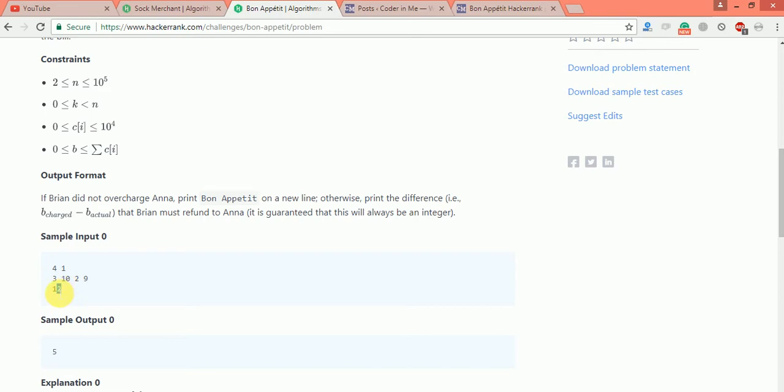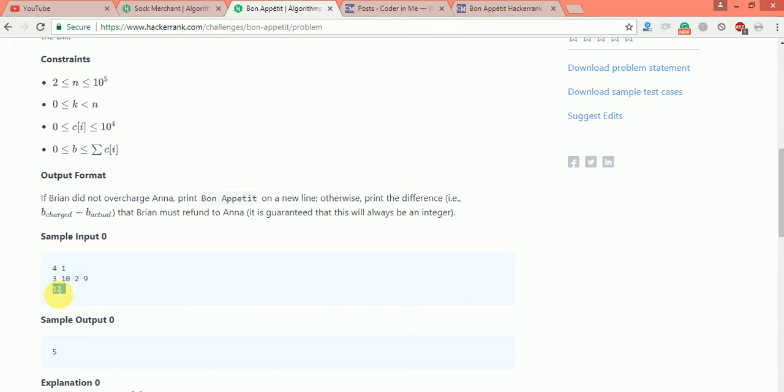Then Anna paid $12. So if we add them, 3 plus 10 plus 2 plus 9, we can see that it is 24. 24 divided by 2, so 12 for each. But the second item, or you can say the first index value, is not eaten by Anna, so this will not be split. So we have to split only 3 plus 2 plus 9, that is 14. 14 by 2 is 7. So only $7 should be charged to Anna.